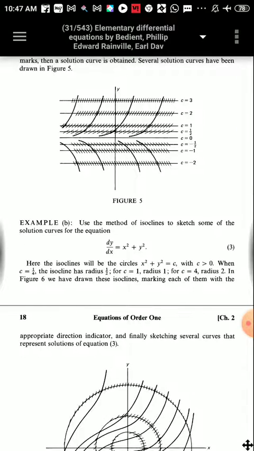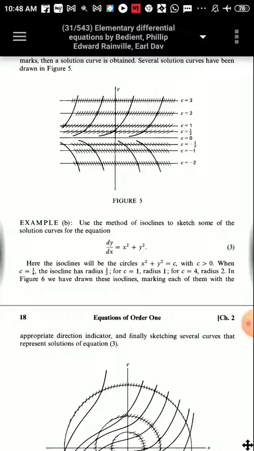Now let us consider problem B. Use the method of isoclines to sketch some of the solution curves for the equation dy by dx is equal to x square plus y square. Here the isoclines will be the circles x square plus y square equal to c, with c greater than 0. When c is equal to 1 by 4, the isocline has radius 1 half; for c equal to 1, radius is 1; for c equal to 4, radius is 2.